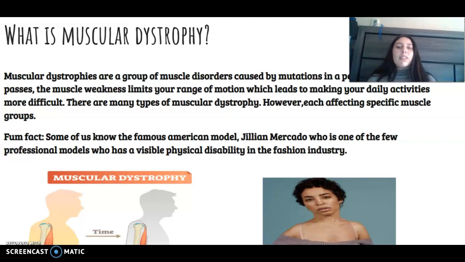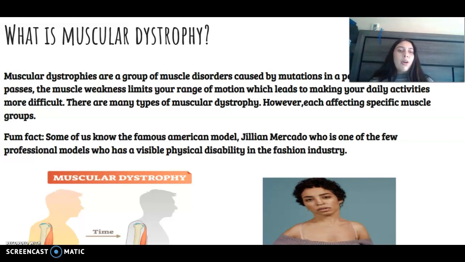Fun fact, some of us know about the famous American model, Jillian McCardle, who is one of the few professional models who has a visible physical disability in the fashion industry.